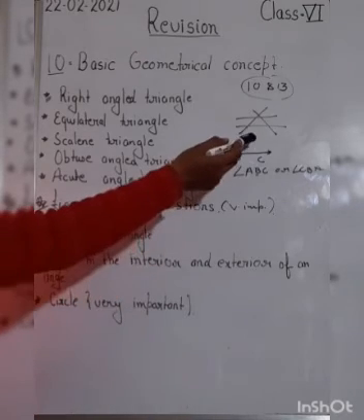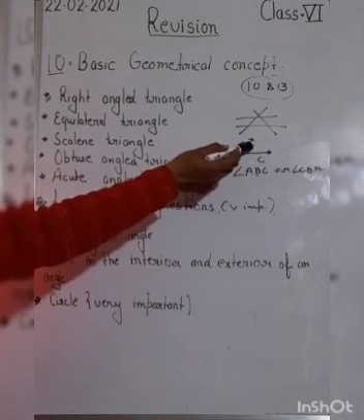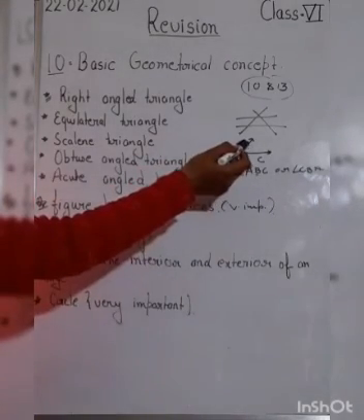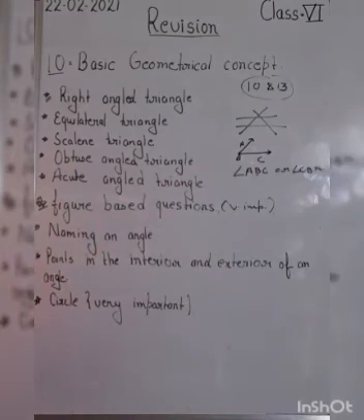Okay. Next is your points in the interior and exterior of an angle. What are the points which lie in the interior of an angle, what are the points which lie in the exterior of an angle, and what are the points which lie on the angle. I have told you this in many videos. So do these questions very properly.